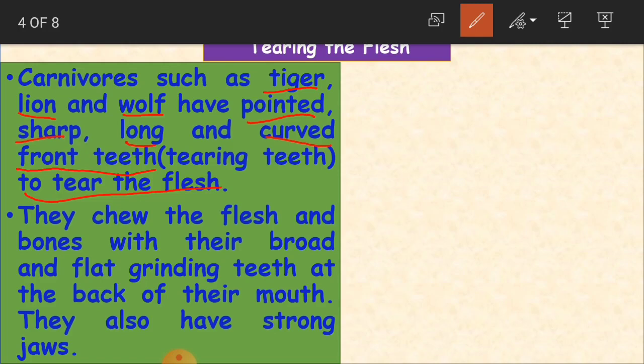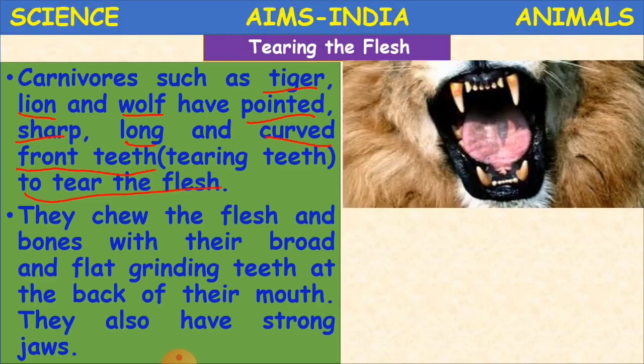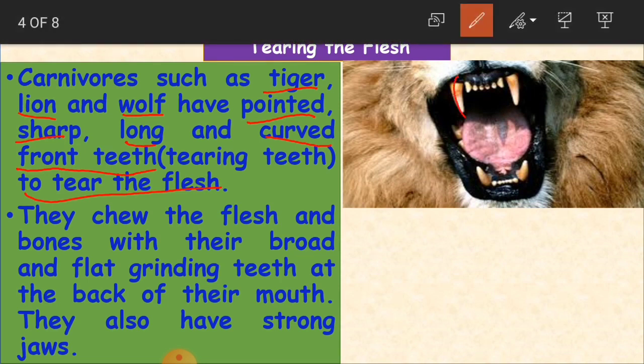So how are these animal teeth formed? See here in the picture. How are they? They are very sharp here. If you observe here, they are very sharp. They are long and curved down. At the bottom, the teeth are curved. Okay, and they have these as their front teeth to tear the flesh.